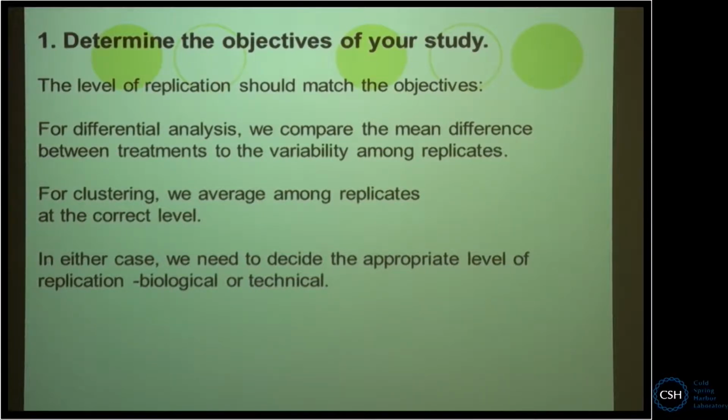Okay, so we need the replication to match the objectives. For differential expression or differential whatever, we're going to look at mean differences, so we need a certain amount of replication. For clustering, actually, the sample size issues are quite similar to differential analysis. And in other cases, we might need to do other kinds of computations to figure out what samples we need and how many of them.